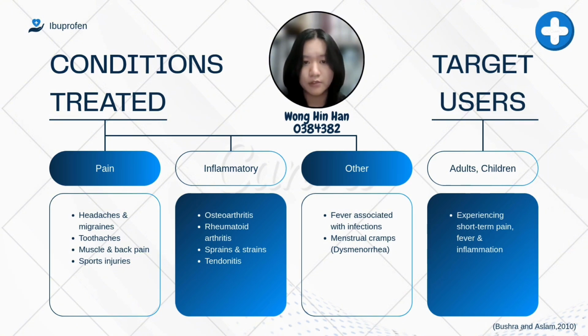For pain relief, it may be used for headaches, migraines, toothaches, muscle pain, back pain, and sports injuries. It is also used to manage inflammatory conditions such as osteoarthritis, rheumatoid arthritis, sprains, strains, and tendinitis. In addition, ibuprofen can help reduce fever associated with common infections such as colds and flu. It is also widely used to relieve menstrual cramps, also known as dysmenorrhea. Ibuprofen is commonly used by both adults and children when taken at appropriate doses. It is often chosen for the short-term management of pain, fever, and inflammation in both home and healthcare settings.